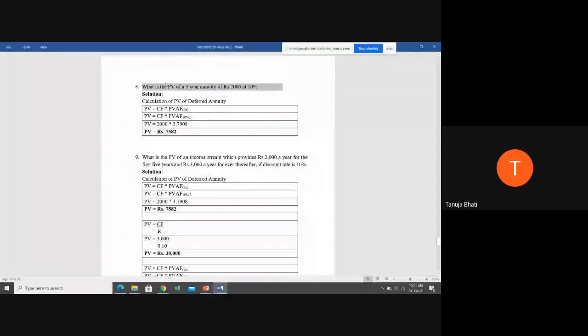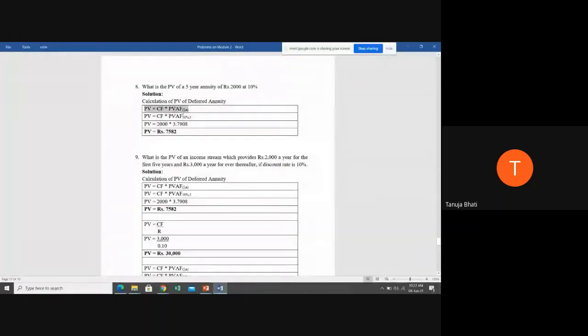So what is the present value of a 5-year annuity of rupees 2000 at 10%? First of all, they are telling you to find the present value. Since the word annuity itself means multiple equal cash flows, if the problem is silent, you always consider it an ordinary annuity. The formula to calculate the present value of an annuity is cash flow into present value annuity factor, which you find with the help of K, that is 10%, and the number of years, which is 5. This formula is very simple: CF into present value annuity factor using I and N.